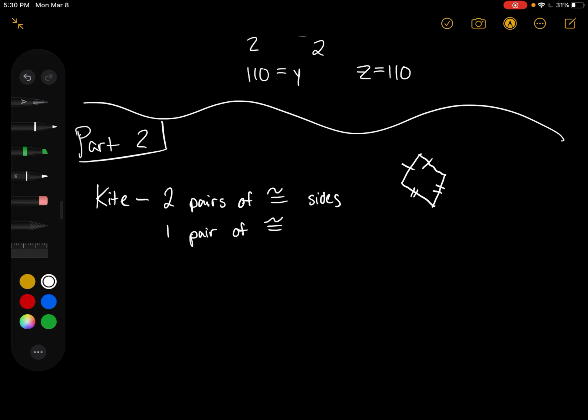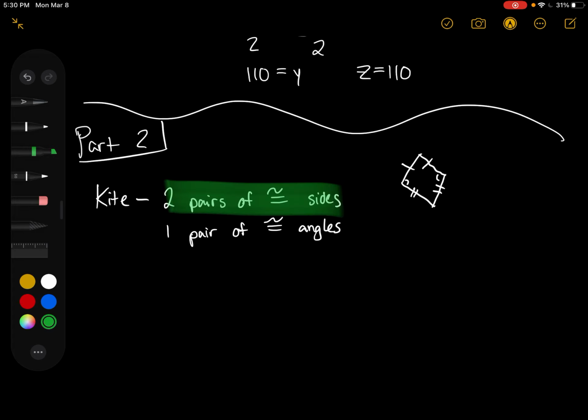Additionally, kites have one pair of congruent angles. And typically we're going to see that those come here, kind of like in between those two pairs. Okay, so we represented that, and let's color code this so you can see. So we'll put those in green there. Those are the congruent sides. Congruent angles, we can put those in blue.